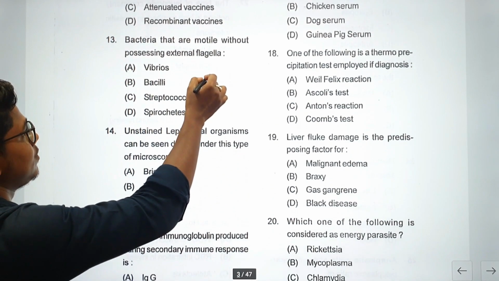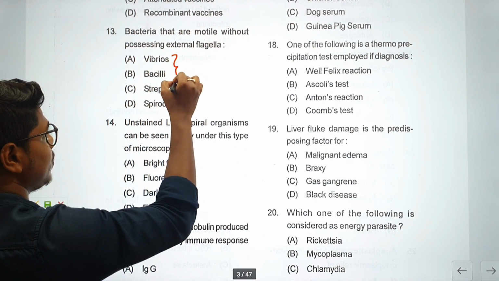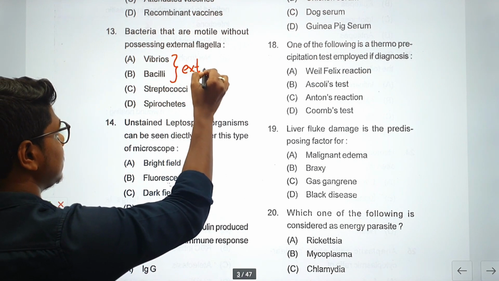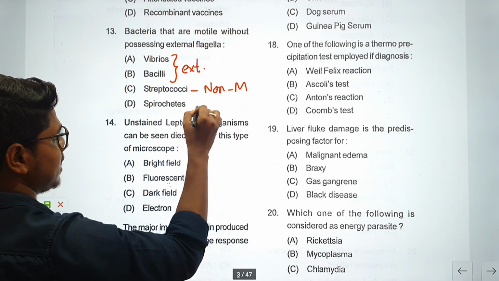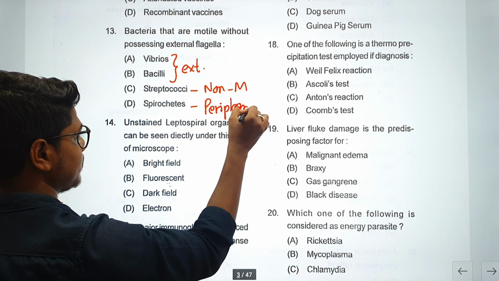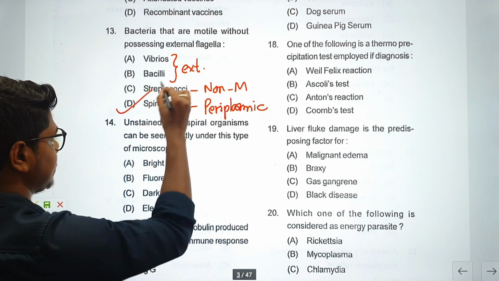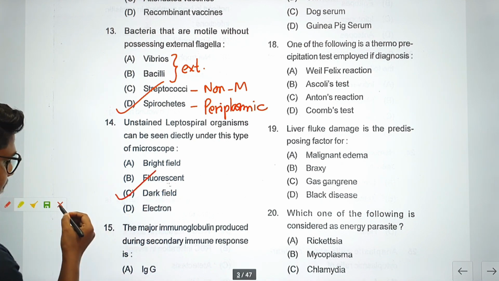Bacteria that are motile without possessing external flagella. Vibrio and bacilli both have external flagella. Streptococci is non-motile. Spirochetes have periplasmic flagella. The answer is spirochetes. Unstained leptospiral organisms can be seen directly under dark field microscopy.